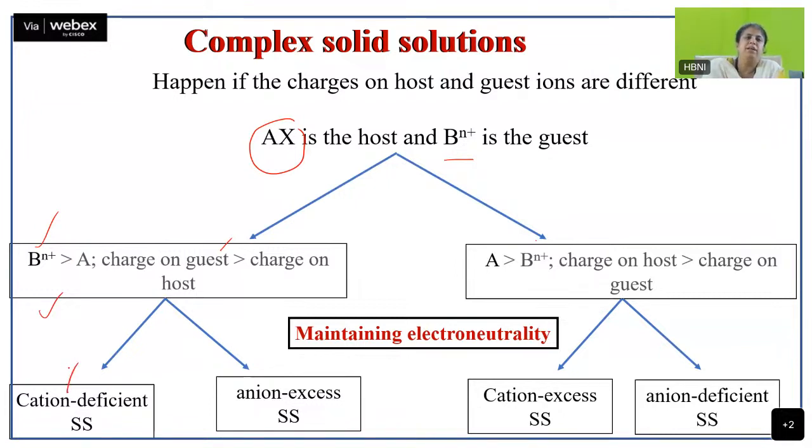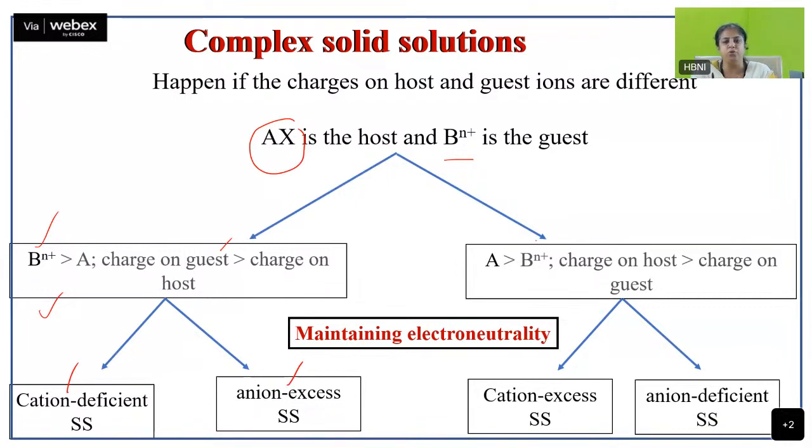You remove some of the cations, and that is given the technical term of cation deficient solid solution. Or you also increase the amount of anion. Positive charge is increased, no? Increase the amount of anion also. Negative charge, and negative charges are the anions. The technical term given to it is anion excess solid solution.